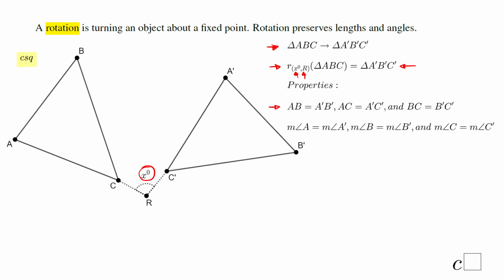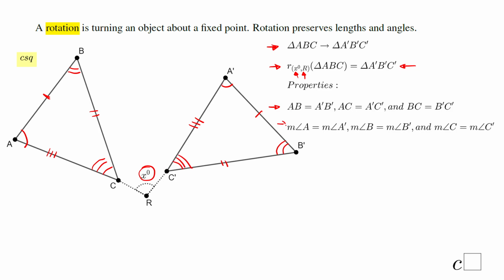This is the statement that shows that it preserves the length, so AB congruent to A prime, B prime, BC congruent to B prime, C prime, and AC congruent to A prime, C prime. And also preserves the angles. If you remember, it is a congruent transformation, a rigid motion, an isometry, and now you can see what I said.